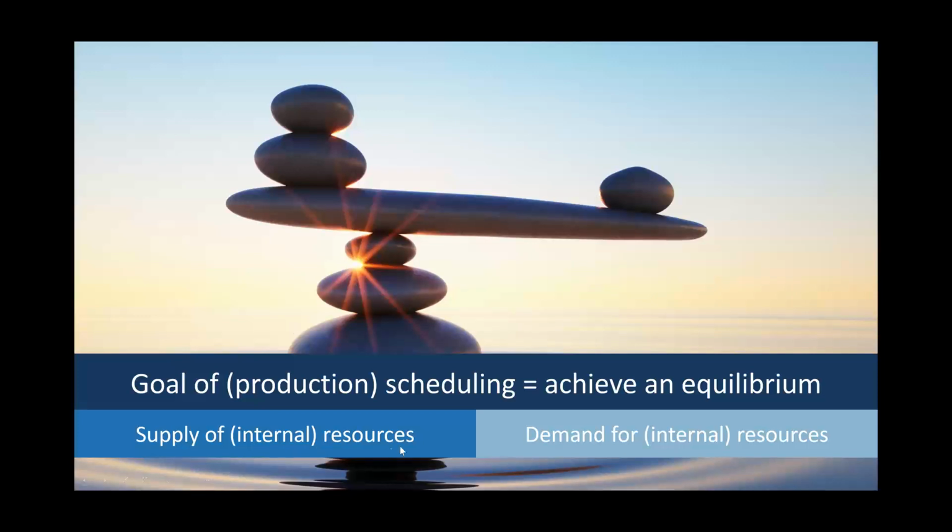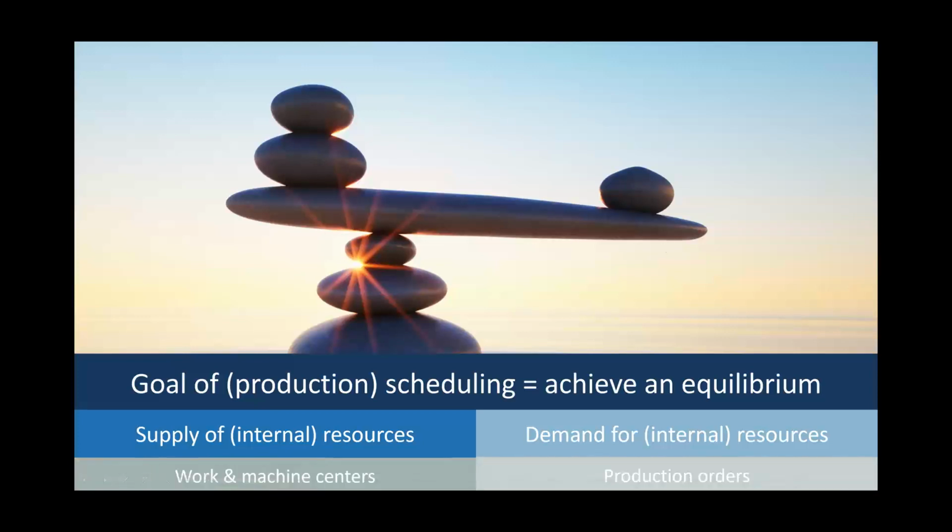And so in order to think about what kind of data you need for scheduling, well, you need data about your internal resources, and you need data about the demand for these internal resources. This is all you need. You need data to describe supply and demand for your resources. The supply of internal resources is described by work and machine centers in Business Central. And the demand for internal resources is described by production orders.